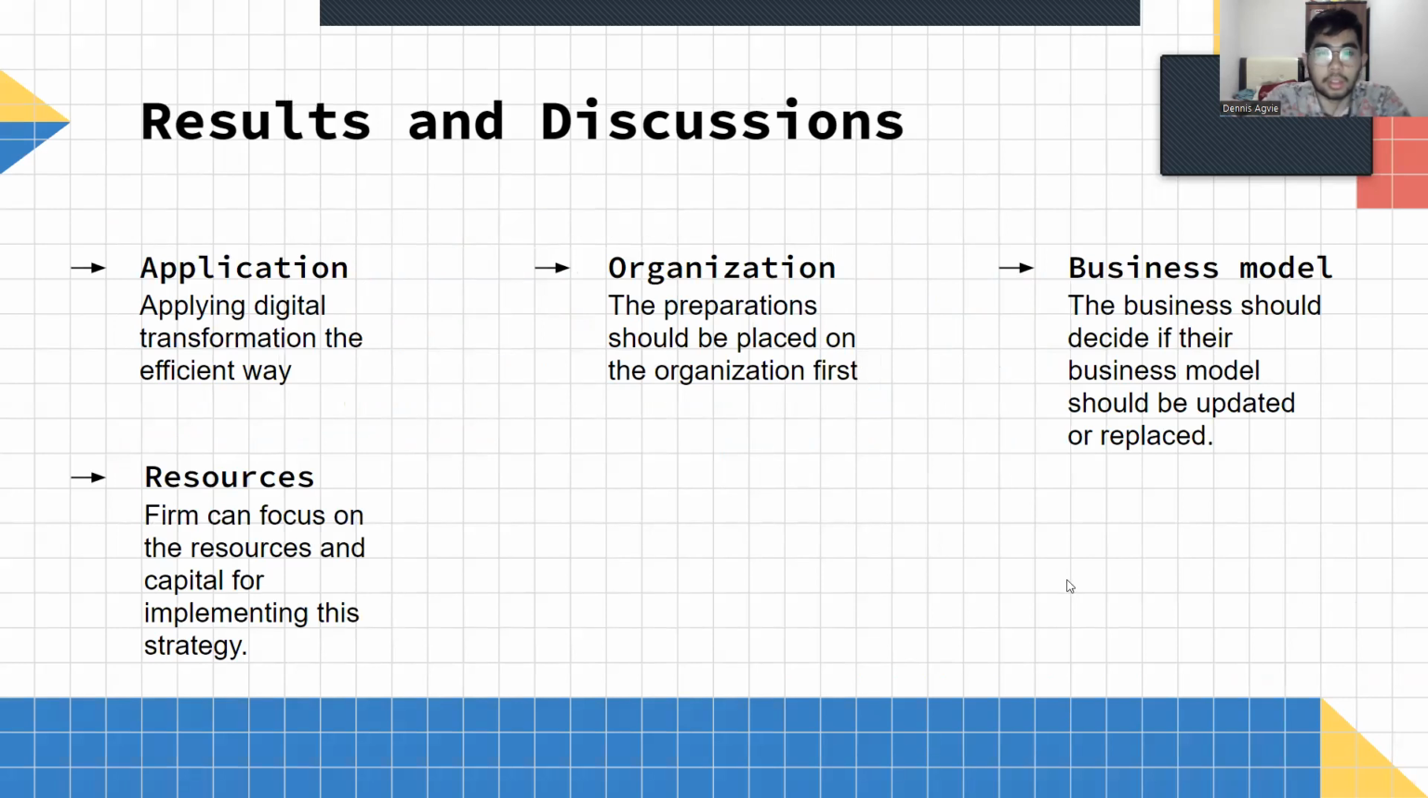Now we'll continue the results and discussion from what we deduced from the survey. Well, applying digital transformation should be in a very efficient way. And of course, when applying digital transformation, the preparation should be placed on the organization first. And also the business model should be considered, whether the business model should either be replaced or updated. And last but not least is the resources. Firms should also prepare the resources when implementing this strategy, so they might have a successful implementation.